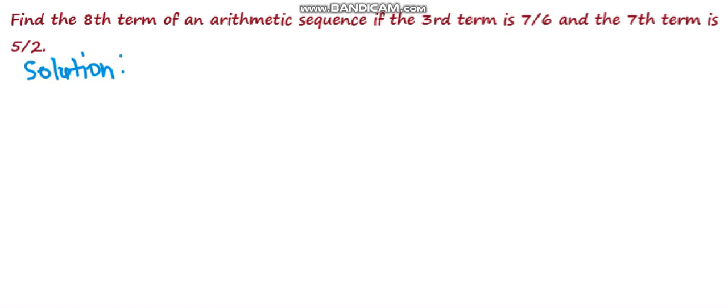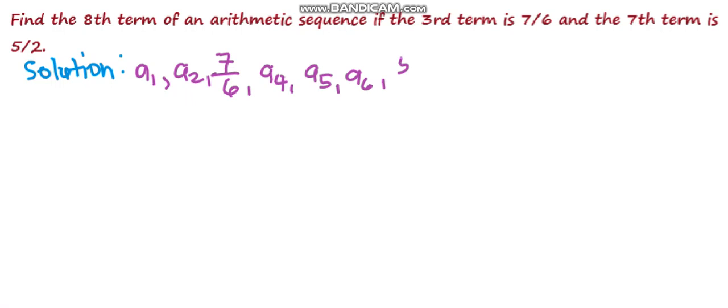So to visualize, we have there, diba, a sub 1 is missing. To visualize the sequence, a sub 1 missing, a sub 2 wala din, a sub 3 given yung a sub 3. Okay? So a sub 3 in our problem is 7/6. A sub 4, hindi sinabi. A sub 5, hindi din. A sub 6, ganun din, hindi pa. A sub 7 is given, which is 5/2. And the missing term is 8 term.